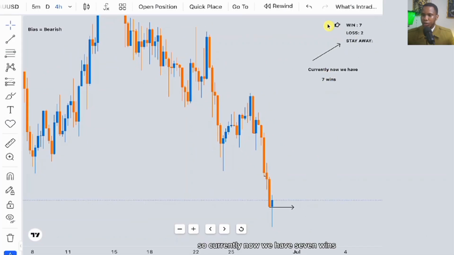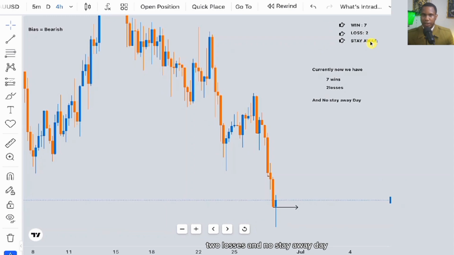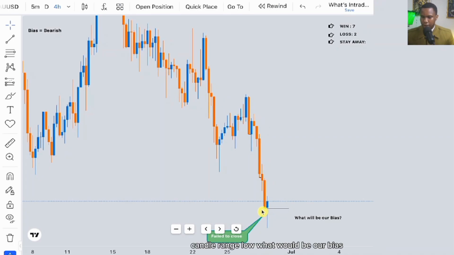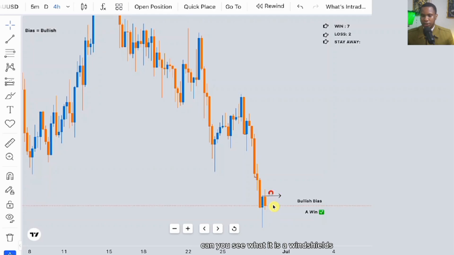So currently now we have 7 wins, 2 losses, and no stay away day. There's no session that we didn't trade. Let us continue. In this example right here, we failed to close below this candle range low. What will be our bias? Can you see a bullish bias right here? Going to trade towards this draw on liquidity. Can you see it is a win, traders?